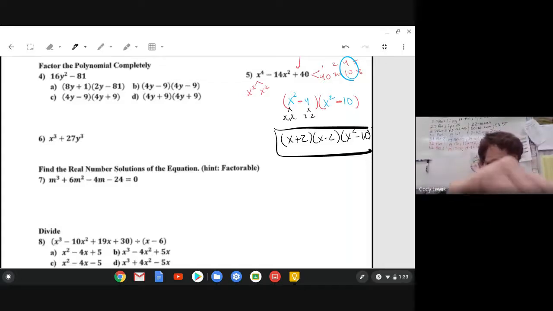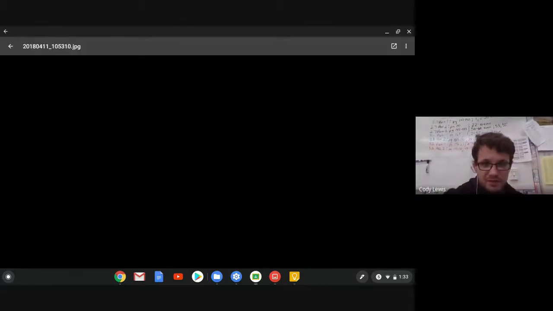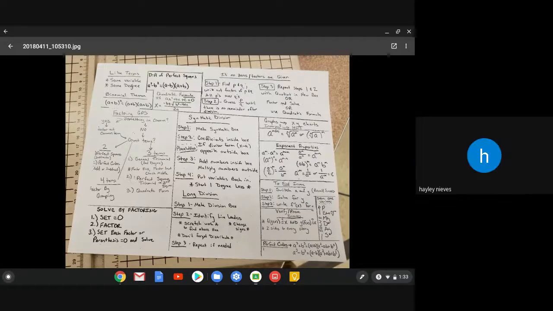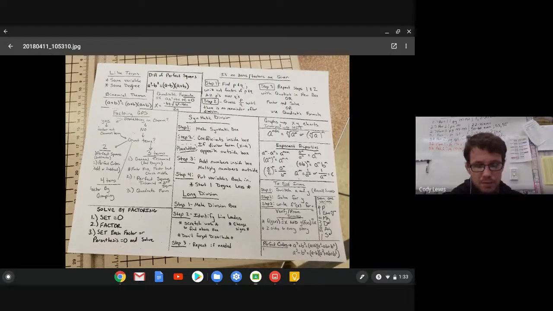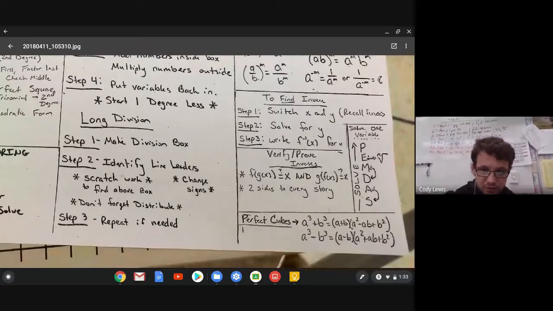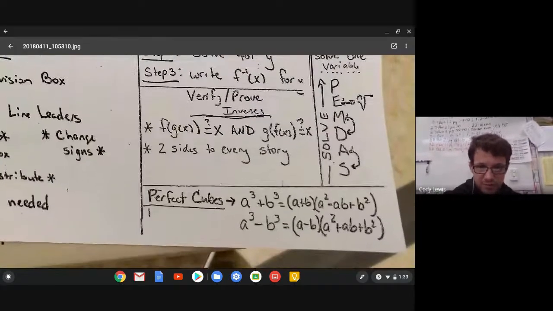So 6 is perfect cubes. So I'm going to go back to this little hint page. Is that showing up when I switch back and forth? I didn't think about that. Yeah, it is. All right, cool. So I'm actually going to use the bottom right of this hint page. This is the hint page you guys will get when you take your post test anyhow. So I'm actually going to use the bottom right.